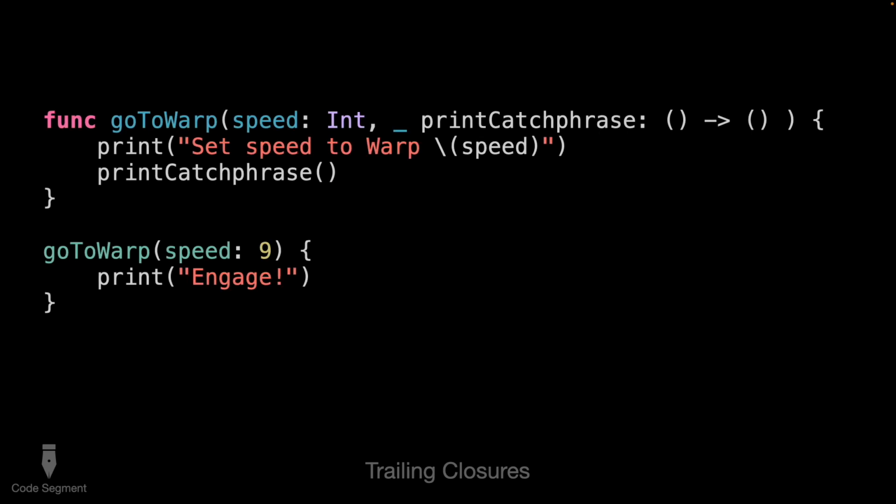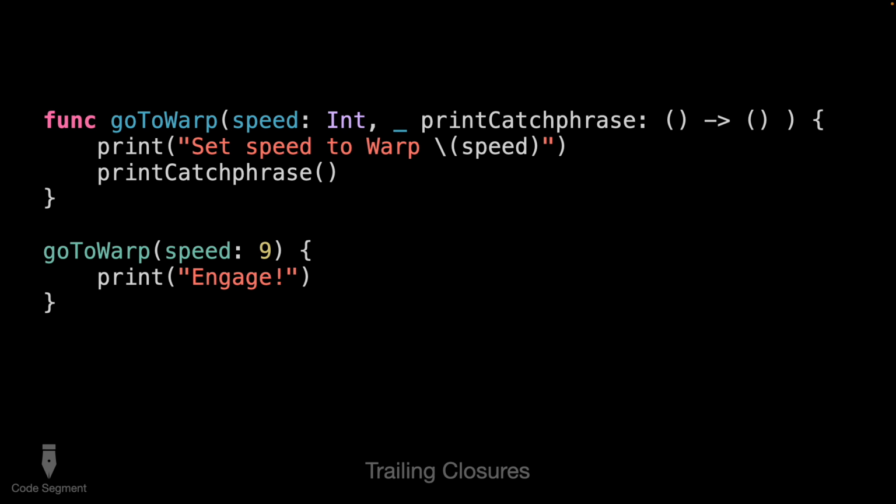Let's say you write a function that helps you go to warp speed, and you can pass in the warp speed, and you can also pass in the catchphrase that your captain uses when they tell your ship to go to warp. In this case, when we call goToWarp, we pass in speed 9, and we also pass in a closure that prints the word engage, which is how Captain Picard would say go to warp. So what is all this, right?